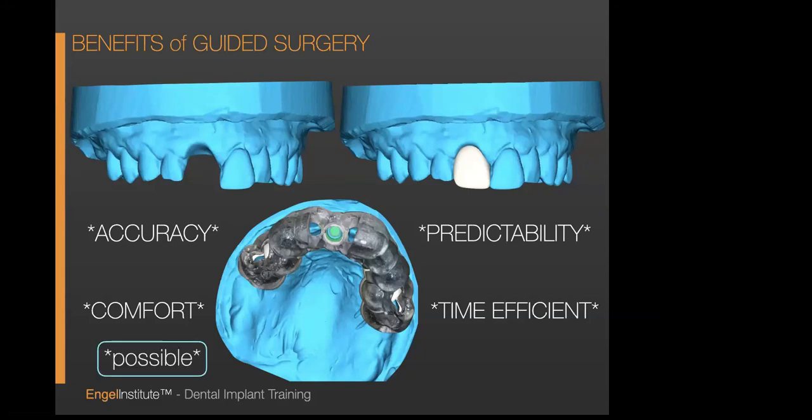Now, I said that these all have asterisks, and there are many other benefits to guided surgery. These are the main ones. And I say possible down at the bottom with asterisks, because you can look at this case that you're seeing right in front of you on the screen. Even though it's one single implant, the accuracy could be off, the predictability could be off. It could be very uncomfortable for a patient should that guide rock and you perforate through the facial plate. And for time efficiency, that's out the window, because now you're looking at a few procedures to fix it.